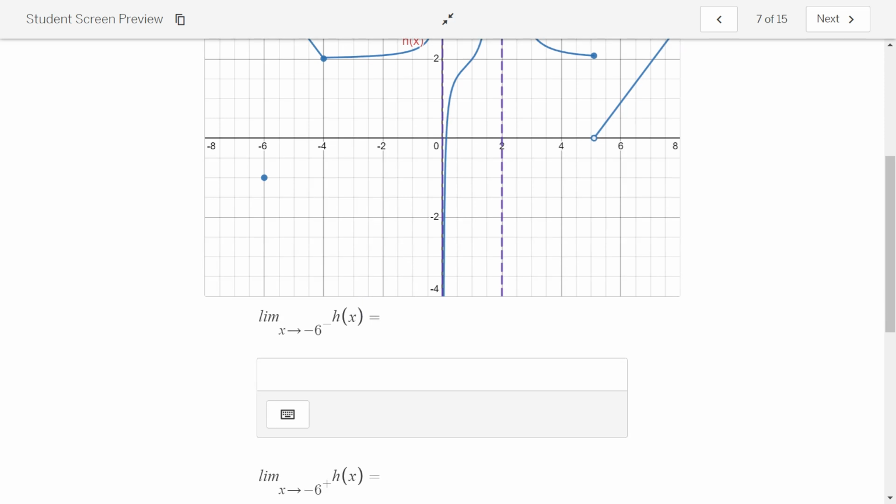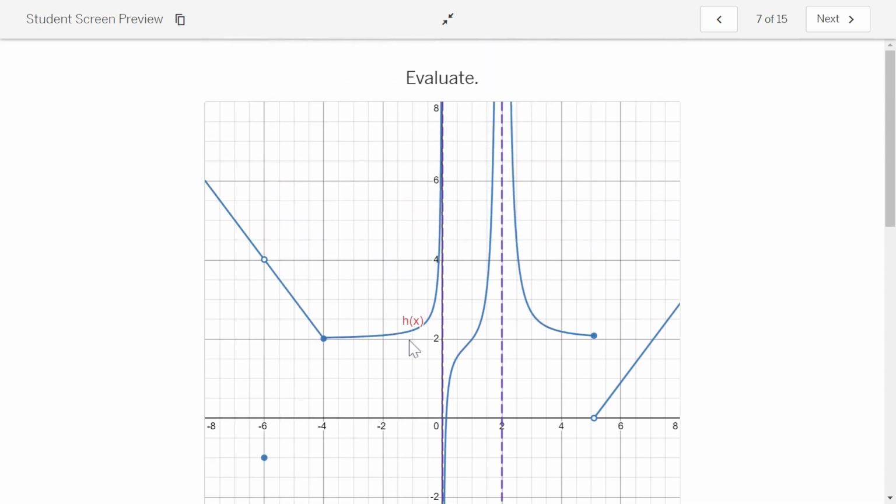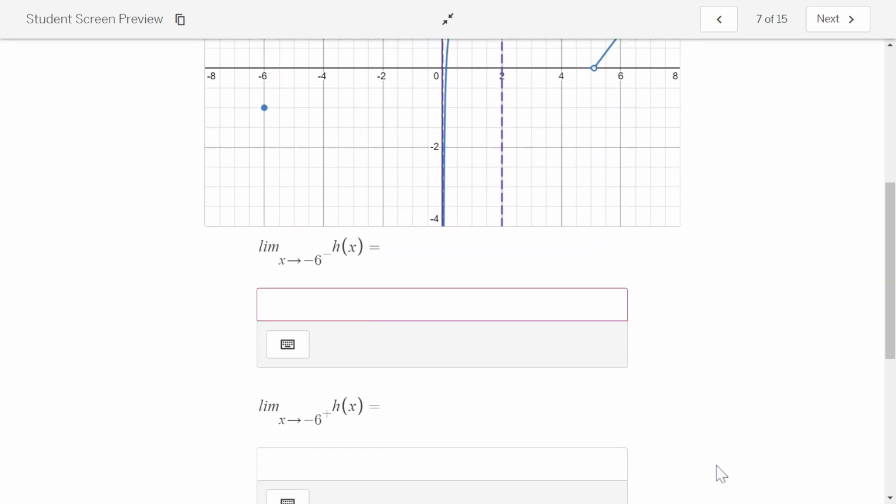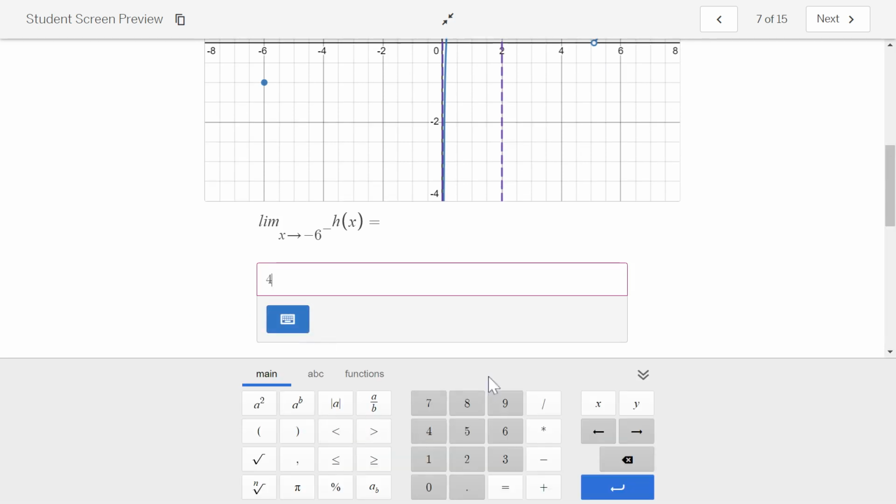And so the first limit denotes that we're approaching -6 from the left, right? I know that because of that negative there, that superscript negative. So if I follow this graph from left to right towards -6 on the left side of -6, then I can see that my output is 4, right? My output gets closer and closer to 4 as I get closer and closer to -6 from the left, okay? And so on the left side of -6, we're going to 4. So I'll just type in a 4 there.